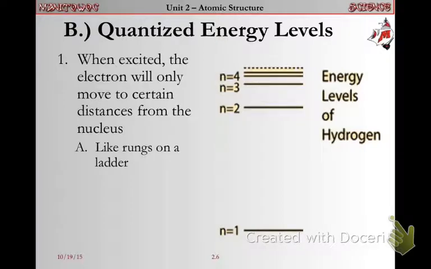When you're walking up a ladder, you go from rung 1 to rung 2 to rung 3 to rung 4. You don't go from rung 1 to rung 2 to rung 2.5, because if you do, you're going to fall and it's going to hurt. So electrons are kind of the same thing. They go from energy level 1 to energy level 2 to energy level 3 to energy level 4.